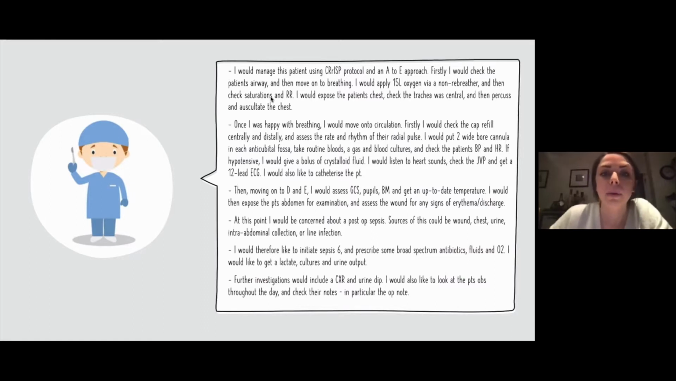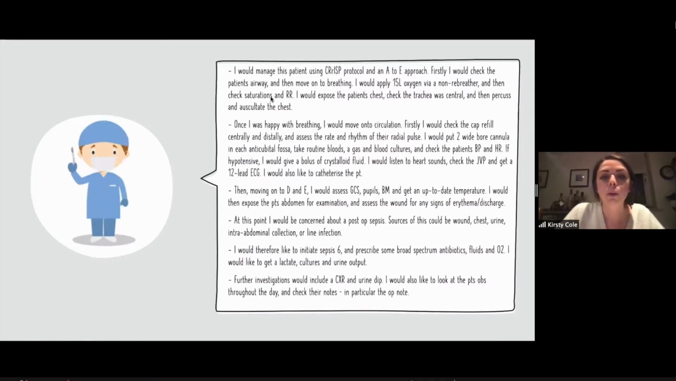Firstly, I would check the patient's airway and then move on to breathing. I would apply 15 litres of oxygen via a non-rebreather and then check saturations and respiratory rate. I would expose the patient's chest, check the trachea was central, and then percuss and auscultate the chest. Once I was happy with breathing, I would move on to circulation.